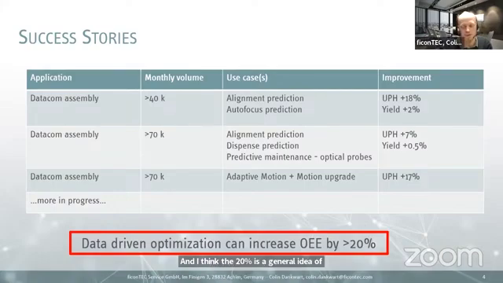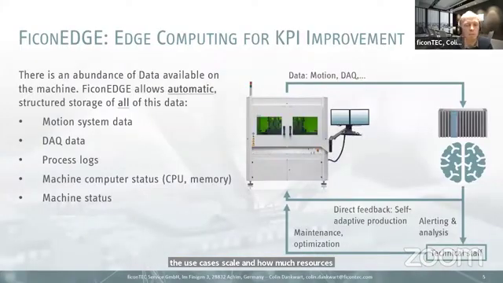Whether or not that is reached depends on how the use cases scale and how much resources you actually put into the project. Because of this, we have developed our own platform for edge computing called ficonEdge. And what you see here is generally how the data flows and what we do with the model outputs.